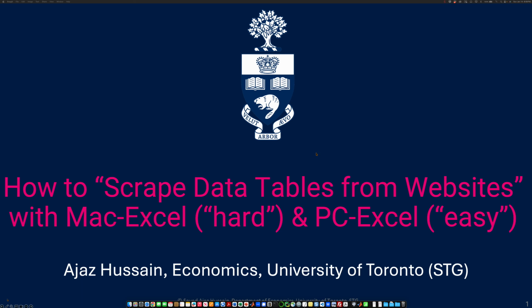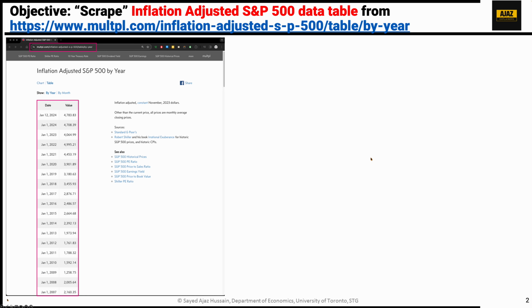These videos show how to scrape data from websites using Excel for Macintosh, which is much harder, it turns out, than using Excel for PCs. So what we're going to do is scrape the inflation adjusted S&P 500 data table from this particular link. You'll notice it is an inflation adjusted table by year.